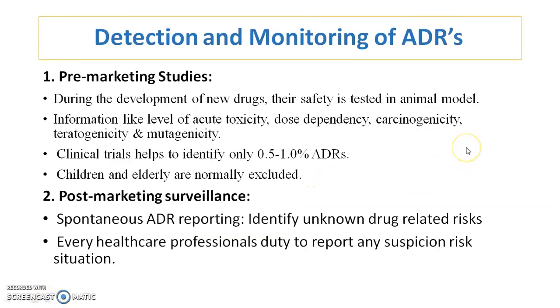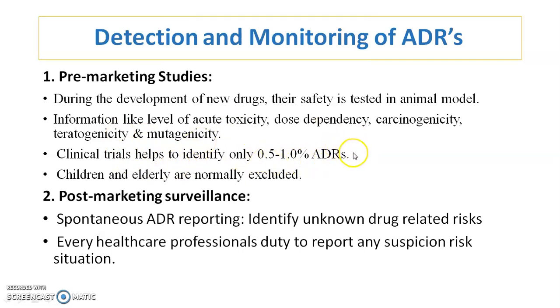So finally, we need to understand how to detect as well as monitor ADRs. We can detect ADRs by doing pre-marketing studies. You might know that during the development of any new drug, safety is tested in animal models, and information like the level of acute toxicity, dose dependency, carcinogenicity, teratogenicity, and mutagenicity will be studied, but much data is not taken from the pre-marketing studies. So clinical trials only help to identify 0.5 to 1% of ADRs.